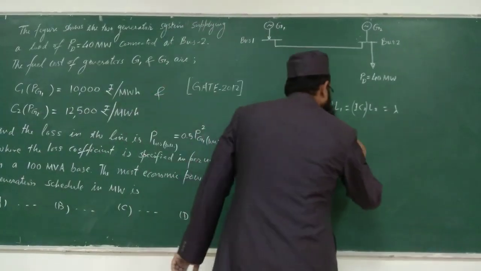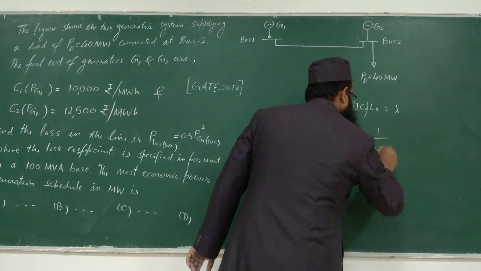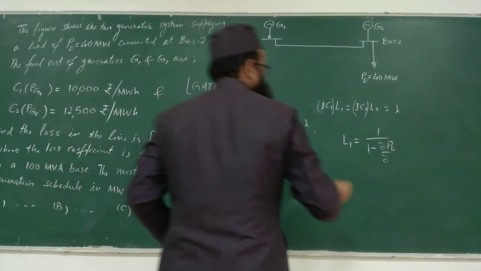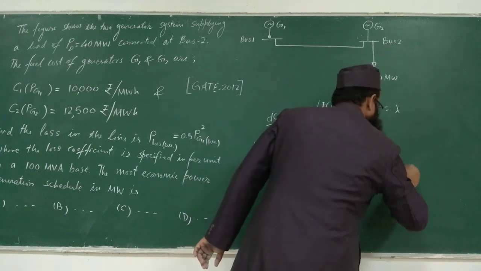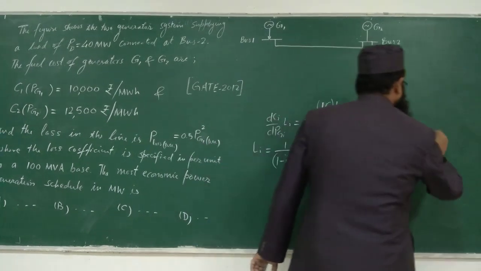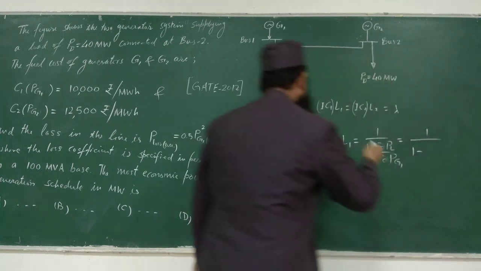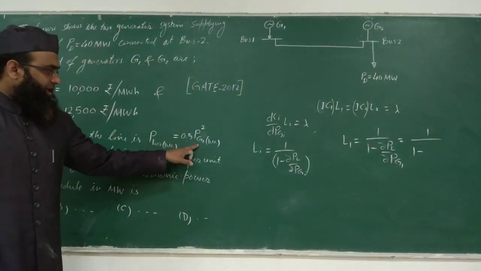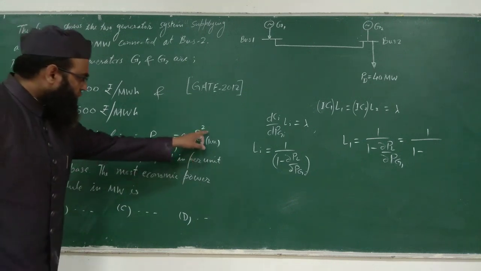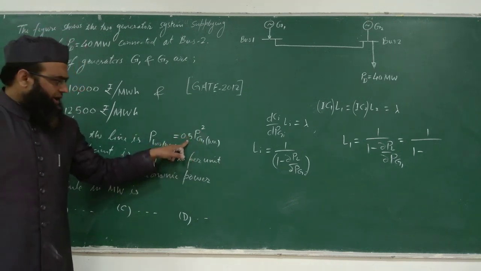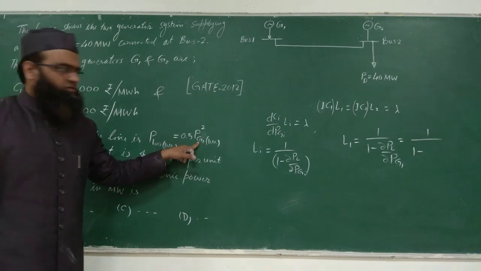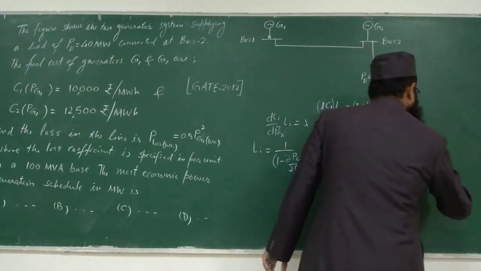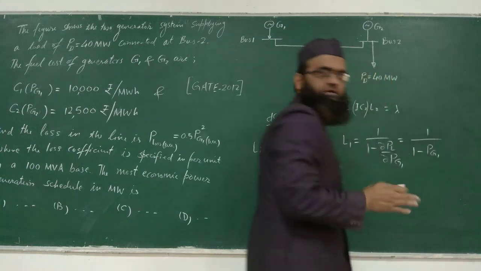So L1 will be equal to 1 upon 1 minus del PL upon del PG1, which is equal to 1 upon 1 minus, what is PL? PL is a function of PG1 in per unit, right? So it will be twice of this, that will be 1, and this is PG1. So directly you will write 1 minus PG1. Isn't it? Let's take it.